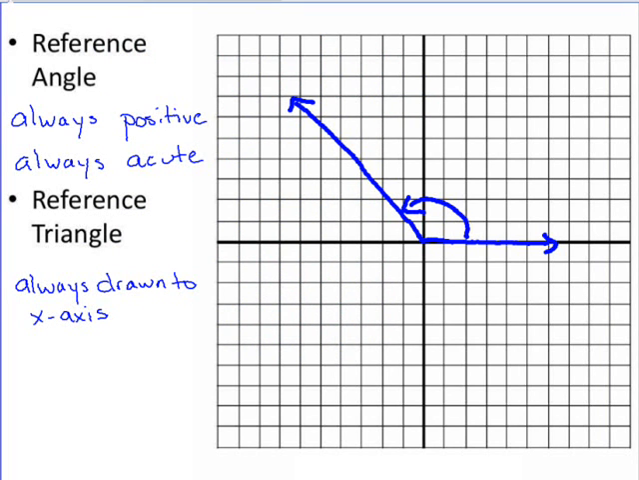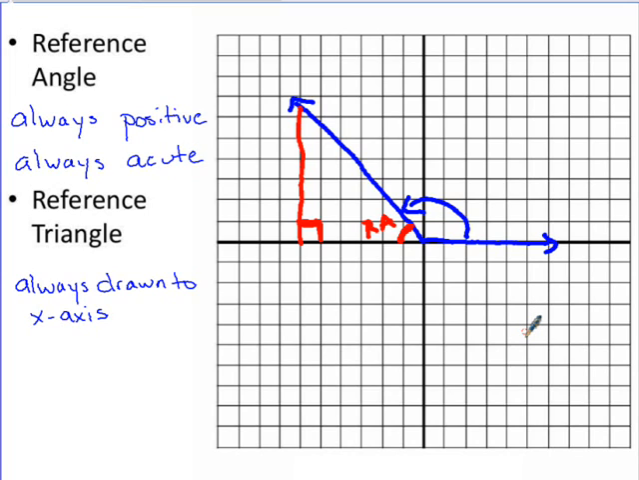Alright, last thing we have to talk about are reference angles and reference triangles. So what you need to know is when we have an angle, I can draw what's called a reference triangle, which means I'm going to go from the terminal side and I'm going to draw a line straight down to the x-axis. Always to the x-axis, never to the y-axis. Alright, and what I've done now is I create a right triangle. Alright, and this angle right here at the origin to the x-axis, that is called a reference angle.